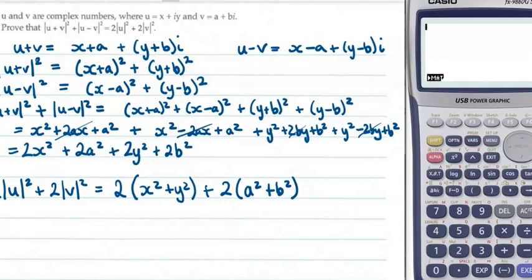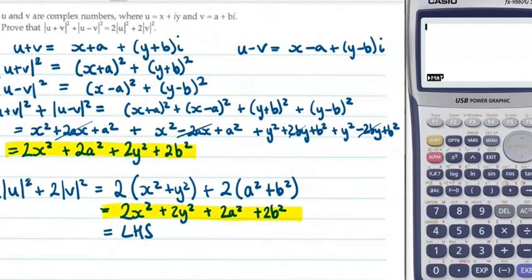And I don't need to do the square root because in the modulus part here, once it gets square rooted, it's about to be squared again. So I don't need the square root because it'll be square rooted away. So then obviously that is 2x squared, 2y squared, 2a squared, 2b squared, which is equal to the left-hand side that we found just up here. Those two things are equal, so we have proven the statement that we started with.